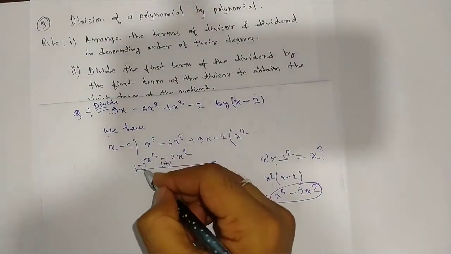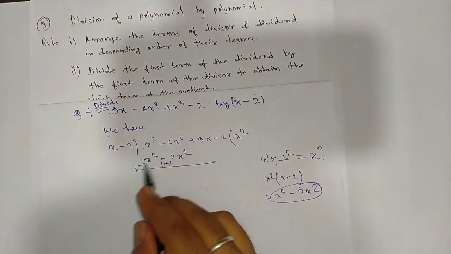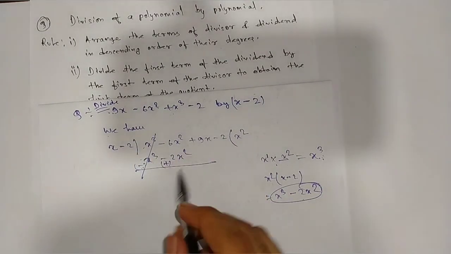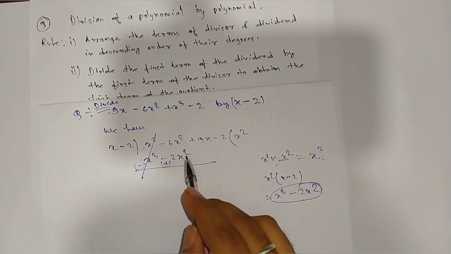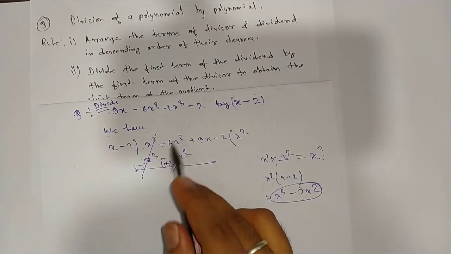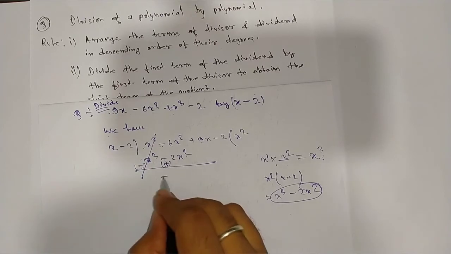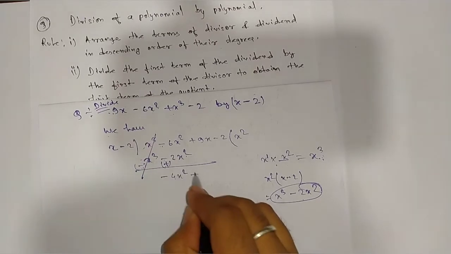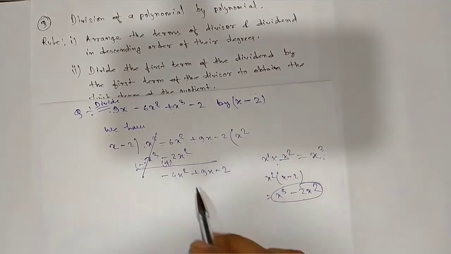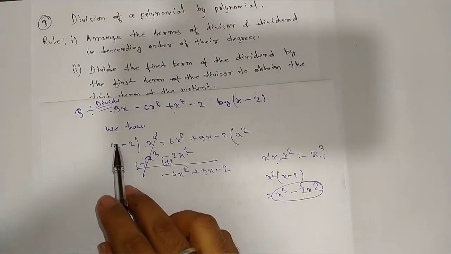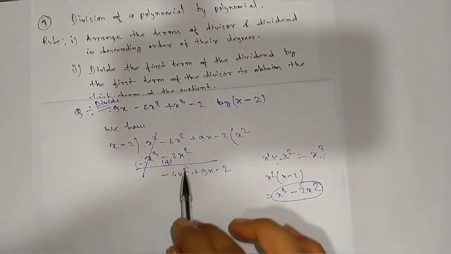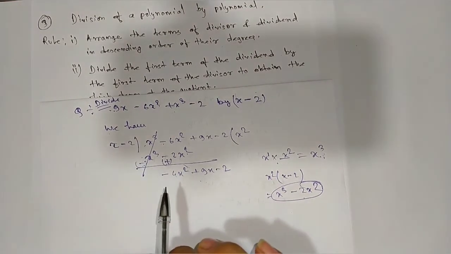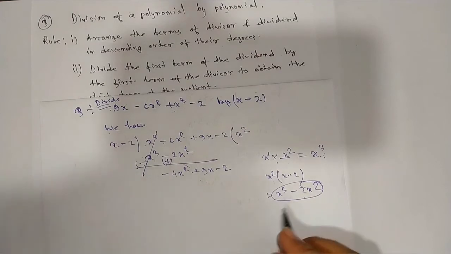Now you can see that plus x cube minus x cube cancel each other, and here minus 6x square, now it becomes a plus. Remember, plus 2x square minus 6x square plus 2x will give you minus 4x square plus 9x minus 2. Now you can see that degree is 2, degree is 1. Your remainder polynomial degree should be less than this, then only we can stop. We will not stop now.